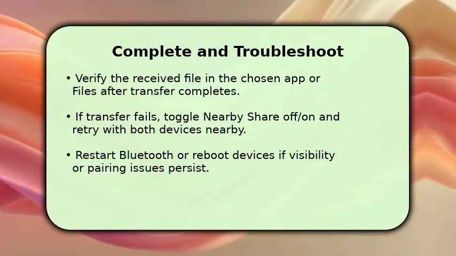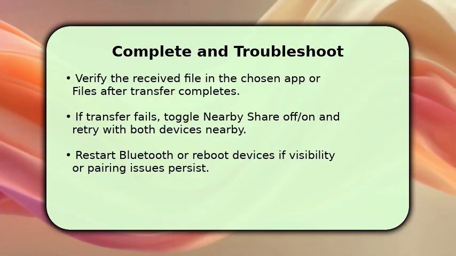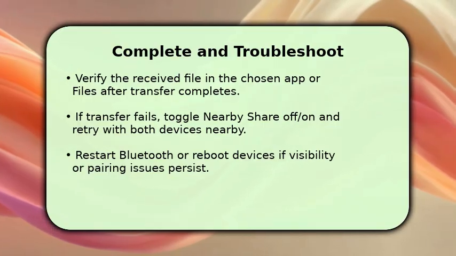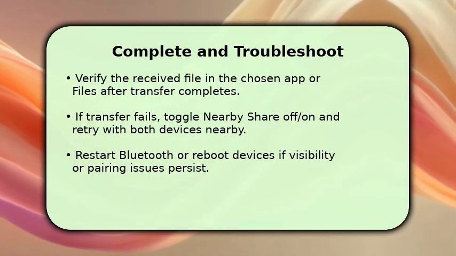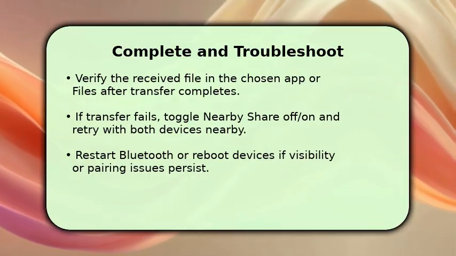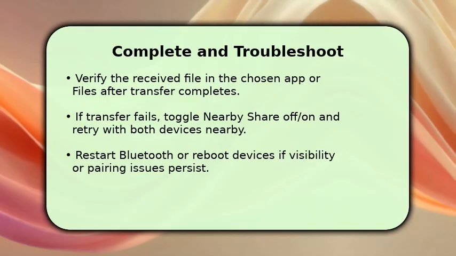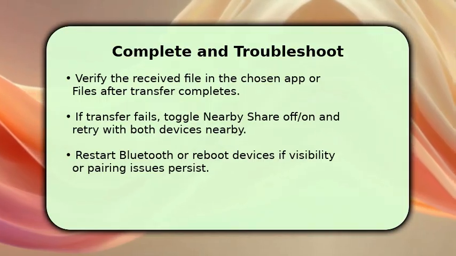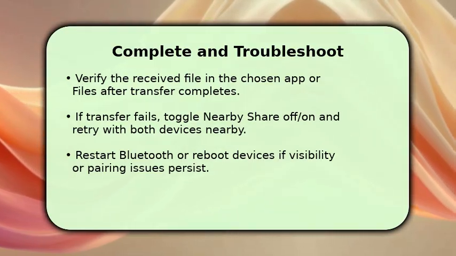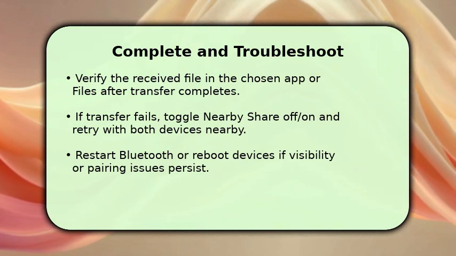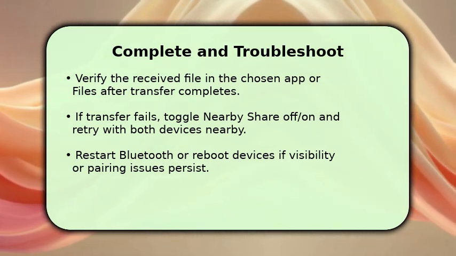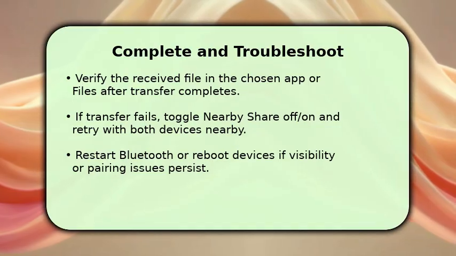If the transfer failed, first toggle Nearby Share off and on and retry with both devices within a few feet. Intermittent Bluetooth or Wi-Fi issues often resolve quickly. As a key troubleshooting tip, restart Bluetooth or reboot one or both devices to clear stale connections. This fixes most visibility and handshake problems so you can complete the share.